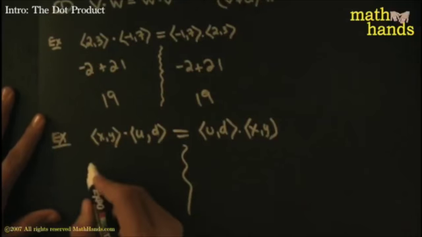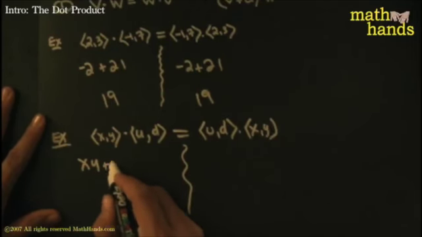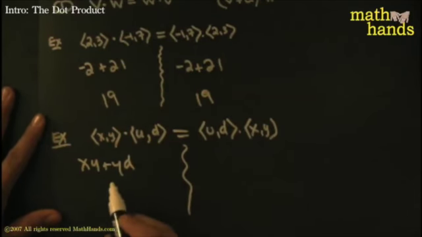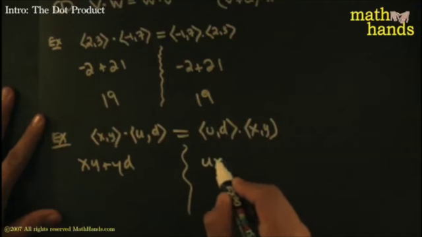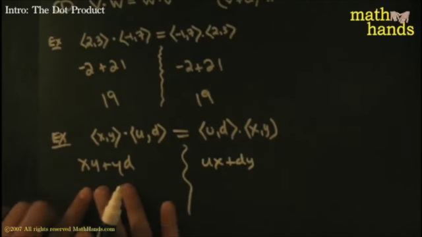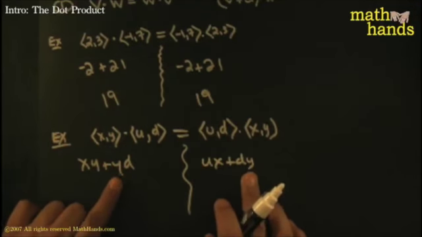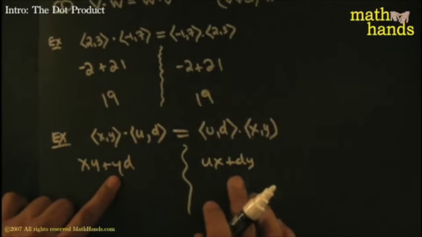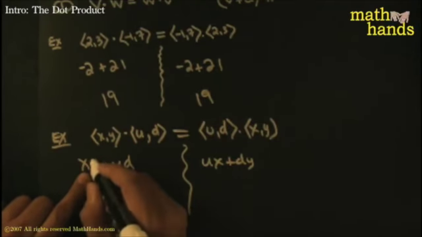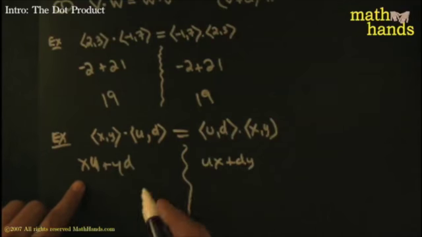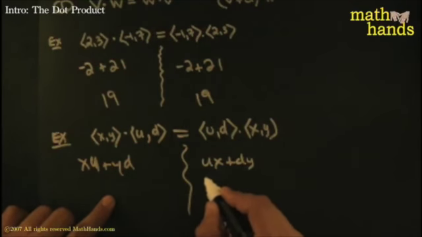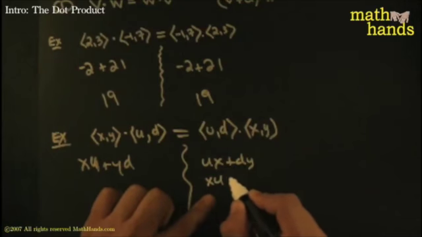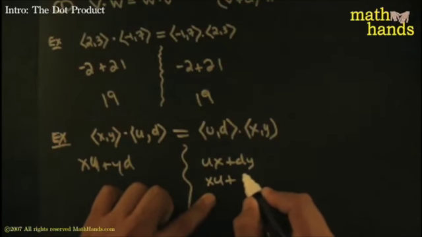Then you might think, well, this doesn't really prove it. Maybe we just got lucky. Well, not really. You could prove it in general. This would be in general. If you have (x, y), suppose that's your v, and we'll say (u, d) is your w. You want to know if that's equal to (u, d) dotted with (x, y), and you check to see if they're the same or not.